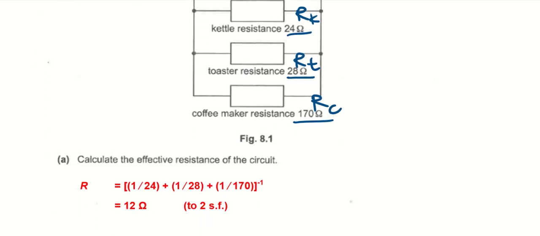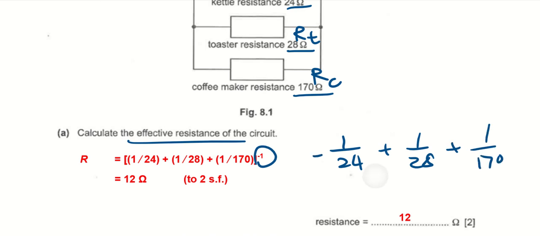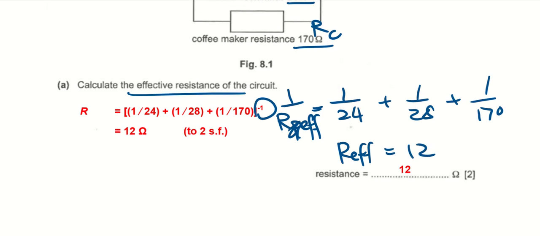Calculate the effective resistance, easy. Remember to flip. So you do 1 over 24 plus 1 over 28 plus 1 over 170 equals 1 over the resistors in parallel, or effective resistance, REFF. Then you remember to flip your answer. So it should be 12 ohms. Either 2 or 3 SF is okay.